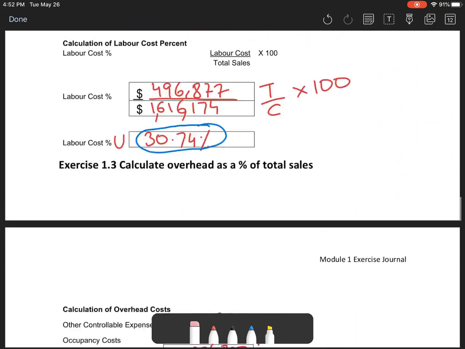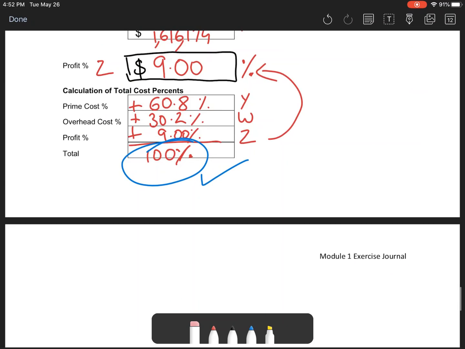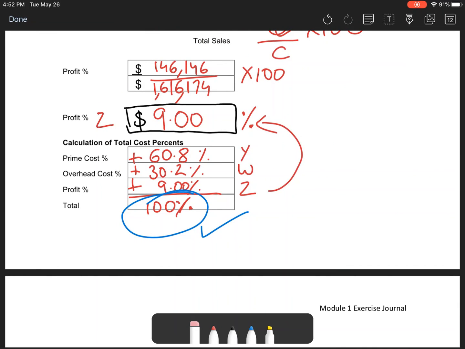But if I tell someone that I had a 9% profit at the end of the day, and my overheads were at 30%, and my prime cost was at 60%, and I'm trying to work on my prime cost, because if I can somehow reduce my prime costs, maintain my overhead costs if need be, my profit would go up, giving me more money.